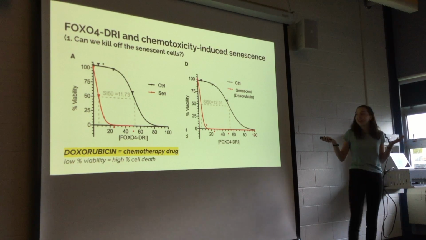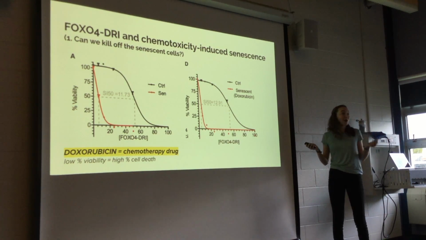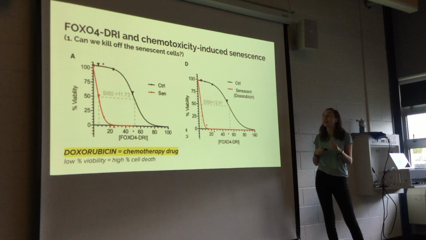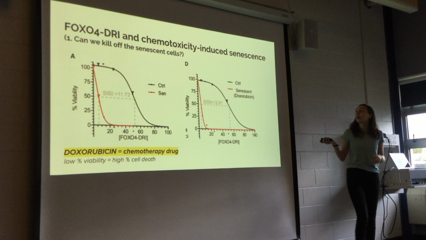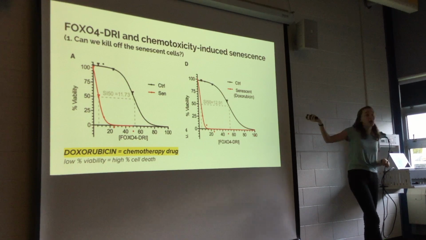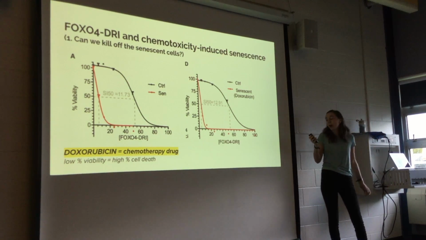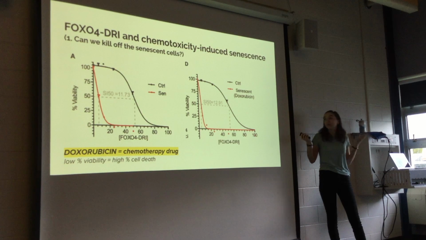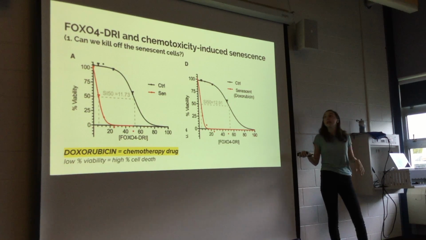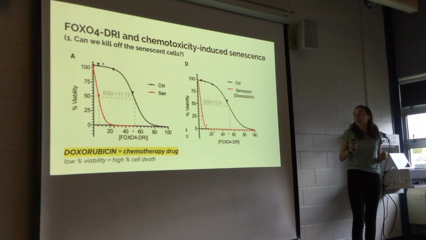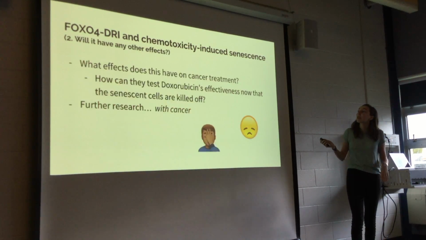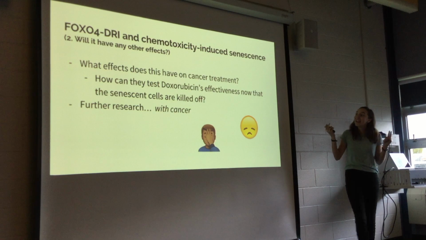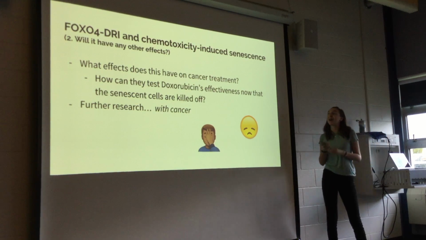Essentially, they look exactly the same, which means that FOXO4 dry is equally as effective in killing off regular senescent cells or senescent cells that are induced by unnatural damage, like chemotoxicity, which means that FOXO4 dry works in pretty much all types of senescent cells. So this is good. It means that FOXO4 dry is pretty effective. Second question, will it have any other effects on the body?